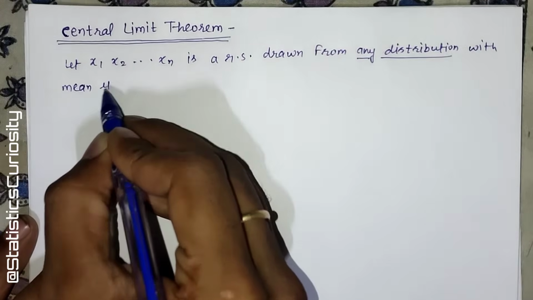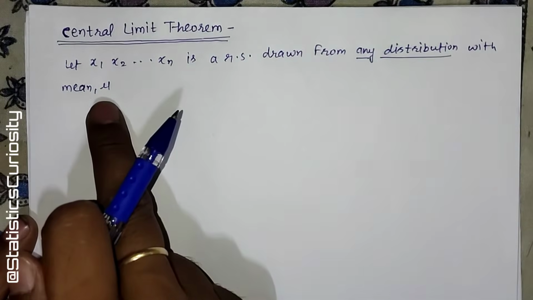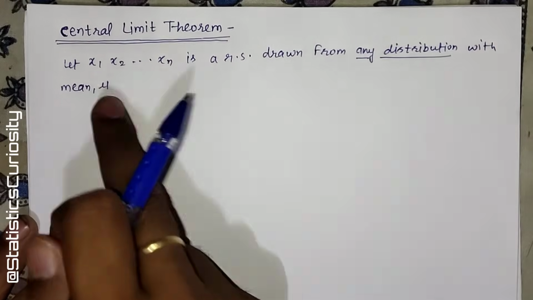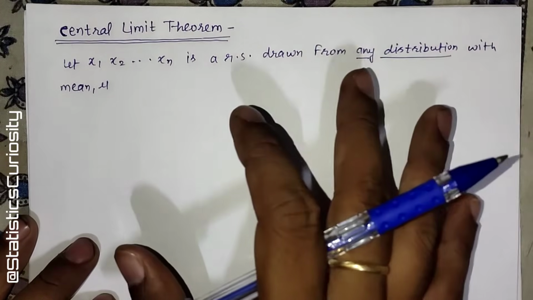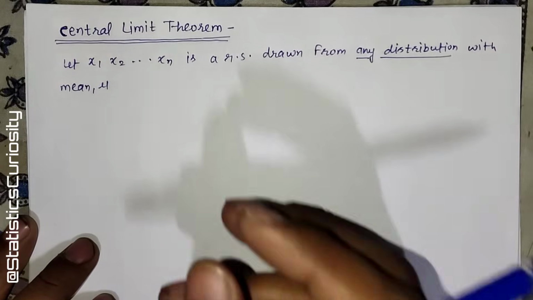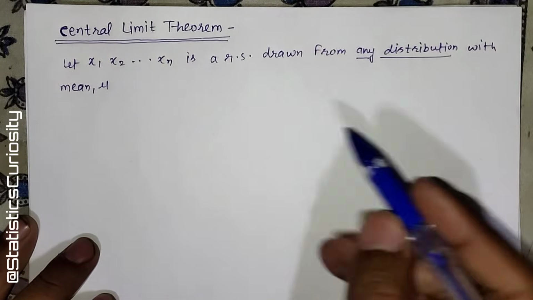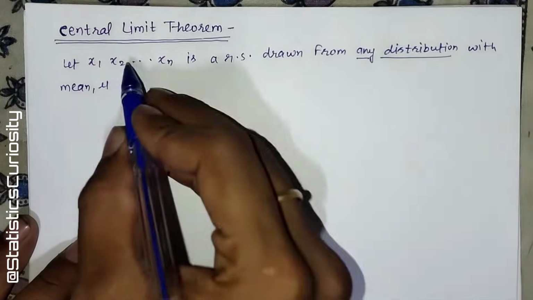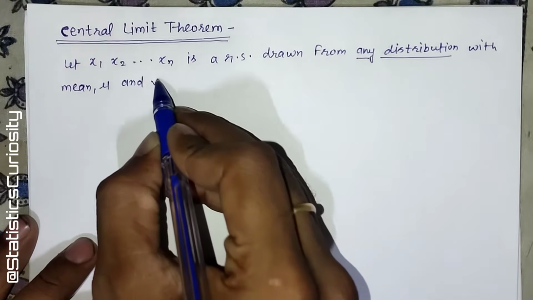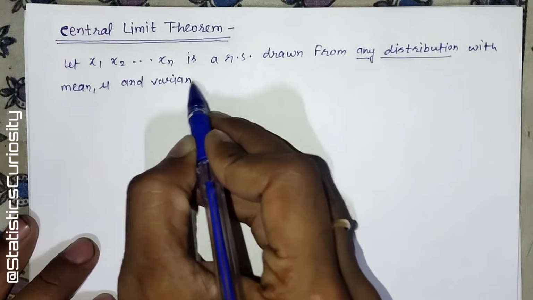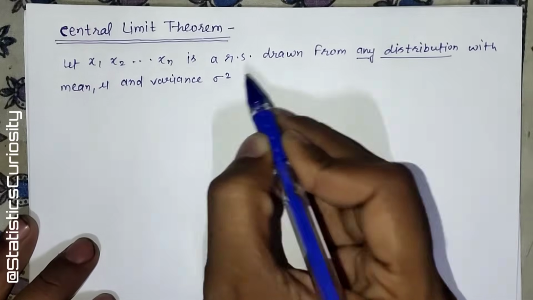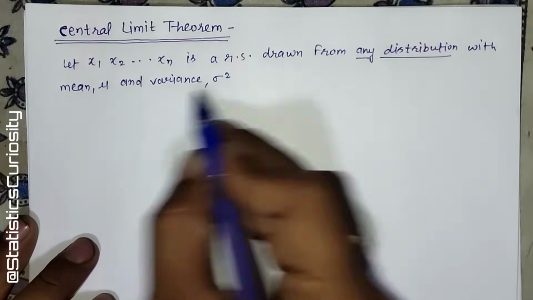with mean mu. Remember, the mean being mu is not somehow connected with a normal distribution. Mean mu means I have given it a name mu. So any distribution with mean mu and variance sigma square. You can use any notation, say A or B.